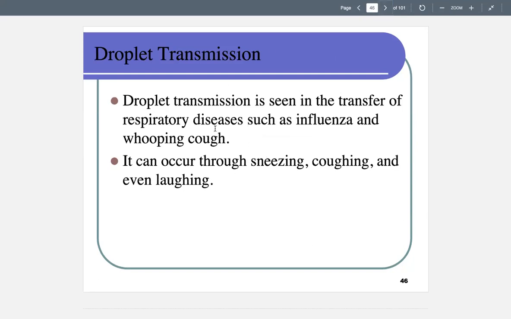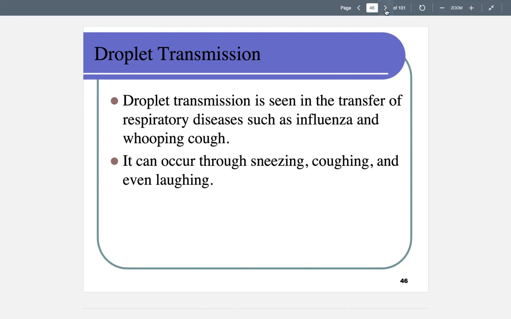Droplet transmission is seen in the transfer of respiratory diseases such as influenza and whooping cough. Whooping cough is caused by Bordetella pertussis, a continuous coughing like a barking dog. Droplet transmission can occur through sneezing, coughing, and even laughing. It is like the spray of saliva that comes out when you talk; that is droplets. That is why one of the COVID-19 safety protocols is staying 1 meter away, to prevent droplet transmission. People with tuberculosis are made to wear masks so that when they cough, the droplets do not reach the environment or other people talking to them.